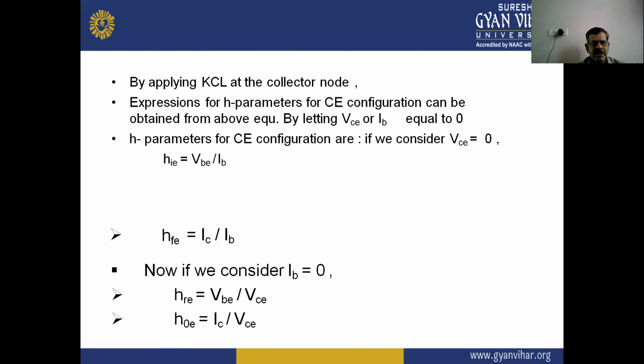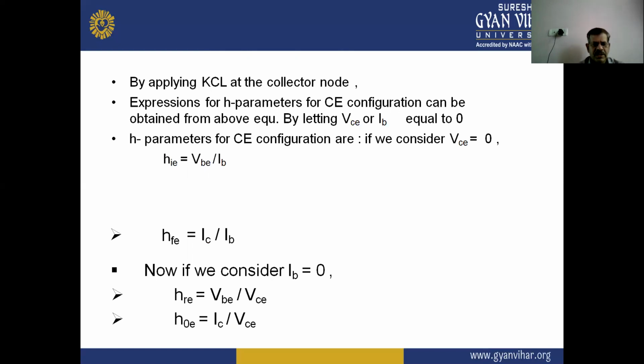In this circuit, by applying KCL, Kirchhoff's current law, at the collector node, the expression for H parameters for CE configuration can be obtained from the above equation by letting VC or IV equal to 0. The H parameters for CE configuration are, if we consider VC equal to 0, HIE equal to VBE upon IB, where HFE equal to IC upon IB. So HFE is the current gain.